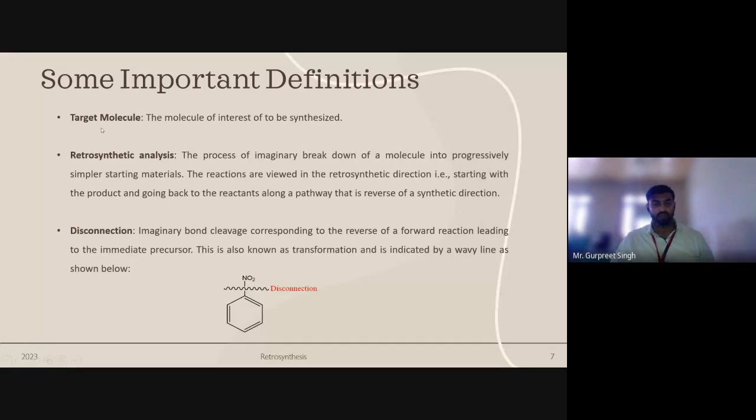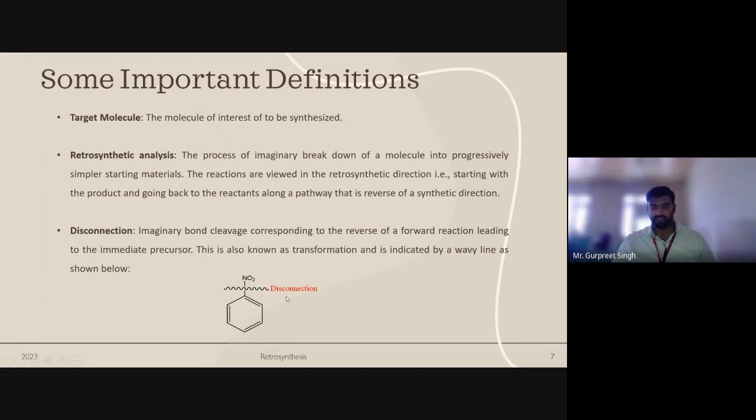First, the target molecule. It is the molecule of our interest. Then retrosynthesis analysis. It is the process of imaginary breakdown of a molecule into progressively simpler starting materials. The reactions are viewed in the retrosynthetic direction, the reverse direction of the synthetic process. Disconnections: these are imaginary cleavages which correspond to the reverse of a forward reaction leading to immediate precursors. They are also known as transformations and indicated by wavy lines as shown.